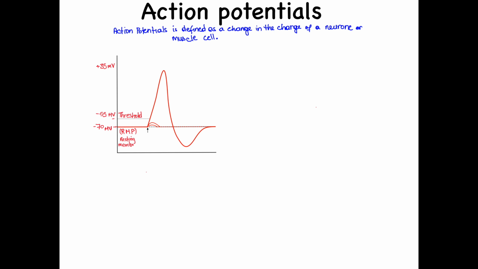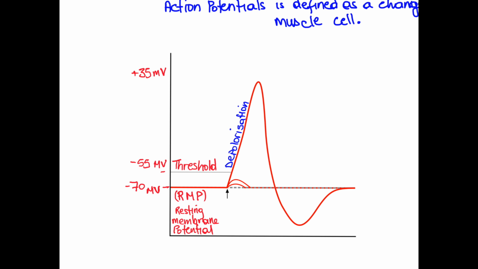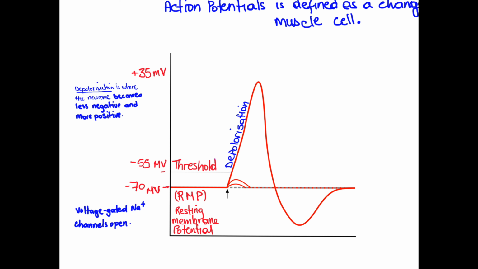Now, the graph is a typical one they use to demonstrate what happens during an action potential. On the graph, you have the resting membrane potential. It's normally at around minus 70 millivolts. The threshold, after a stimulus has been detected, is about minus 55 millivolts, and it peaks at around plus 35 millivolts.